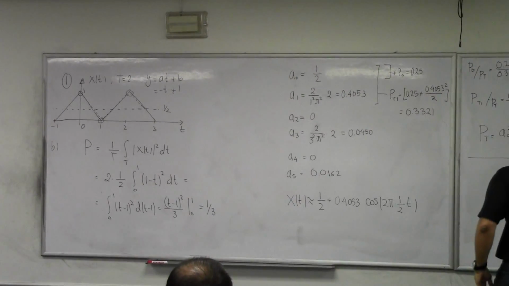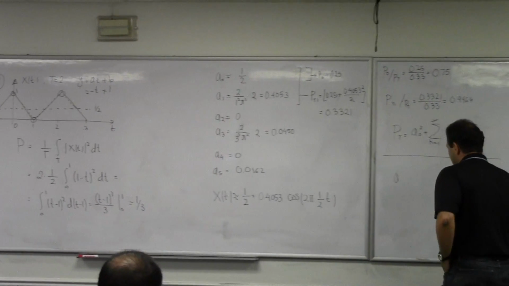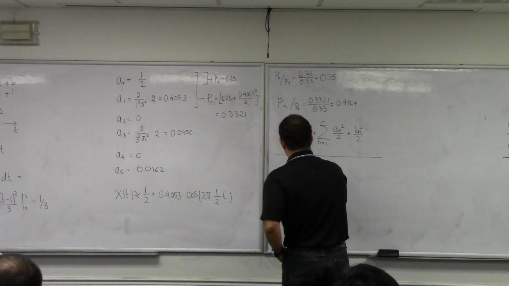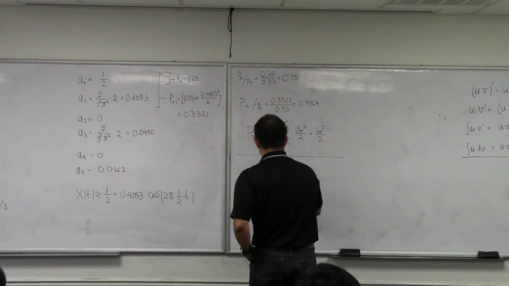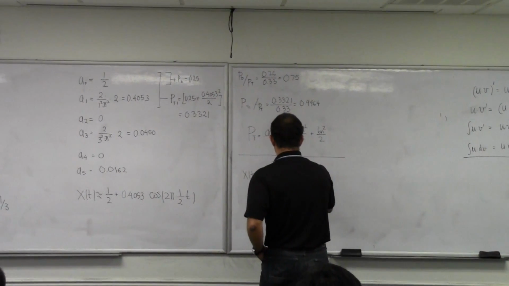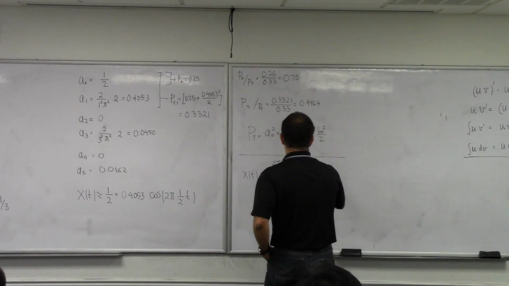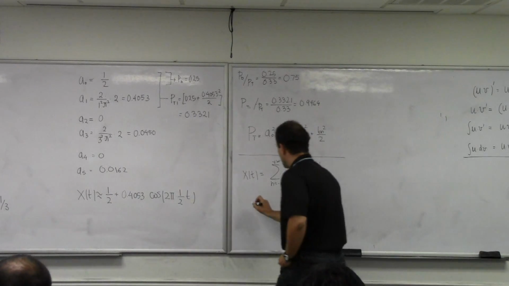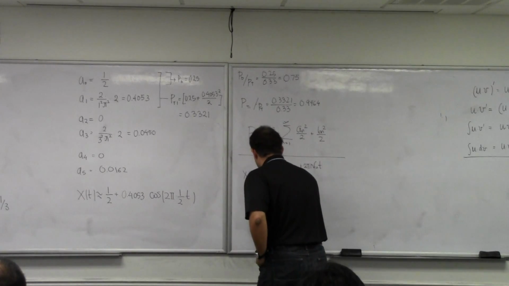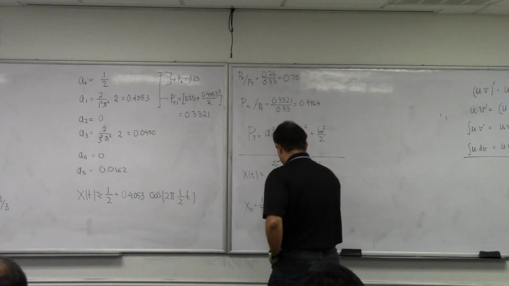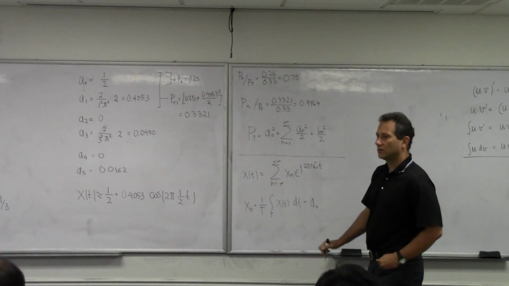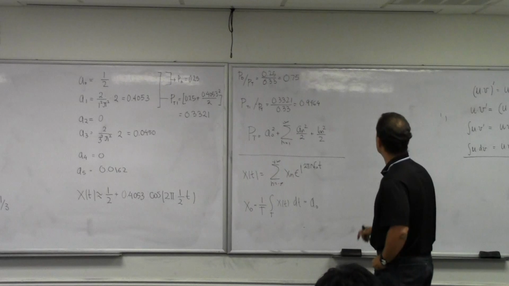You can see quickly that it becomes, in a complex form, x of t is going to be the sum, when n goes from minus infinity to plus infinity, of xn e to the j 2 pi n f0 t. Right? That's our complex form. x0 is calculated in the same way. It's 1 over T, integral over T, of x of t dt. So you can see that this is exactly the same thing as a0. X0 is the same as a0.